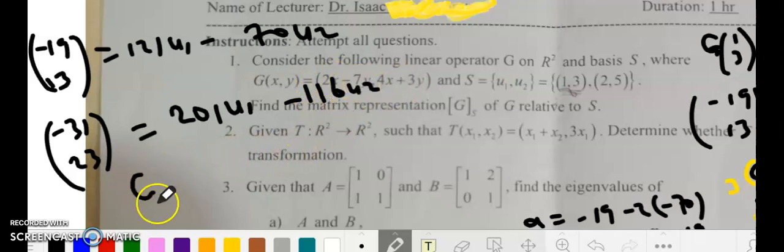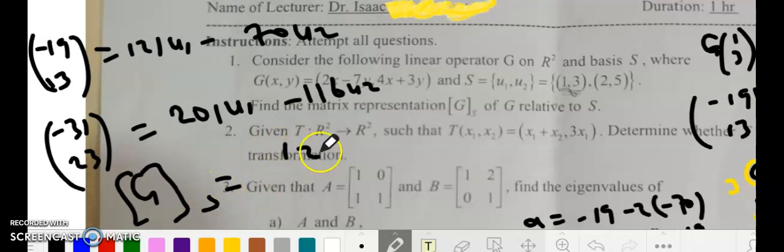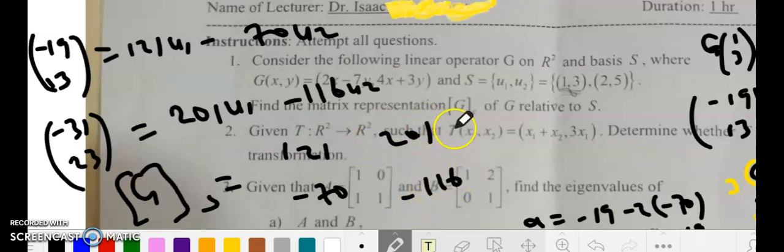So that our G, now we put it in the form of basis, G of S will be given by 121, negative 70, 201, and then negative 116, and this is what we are expected to do in this first question. You can go systematically and see if you can grasp the concept, but you need to know the first step towards solving this problem.